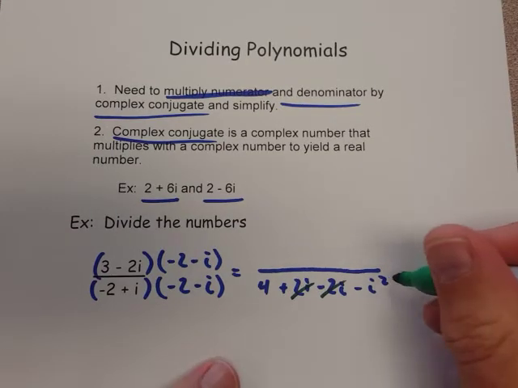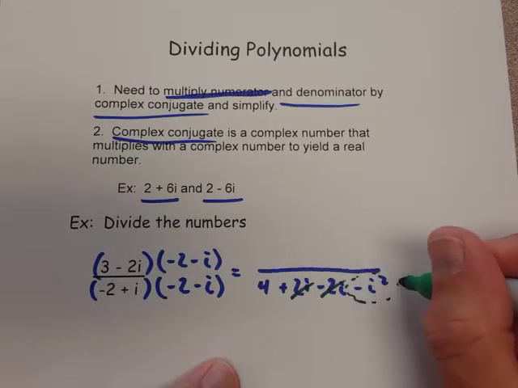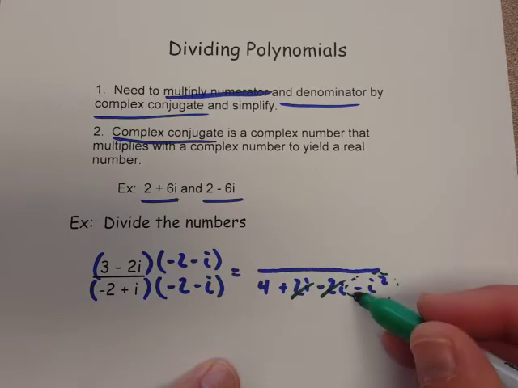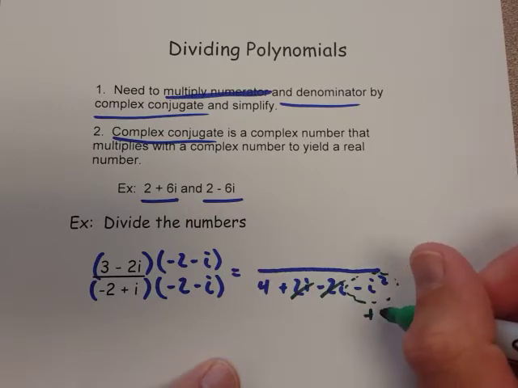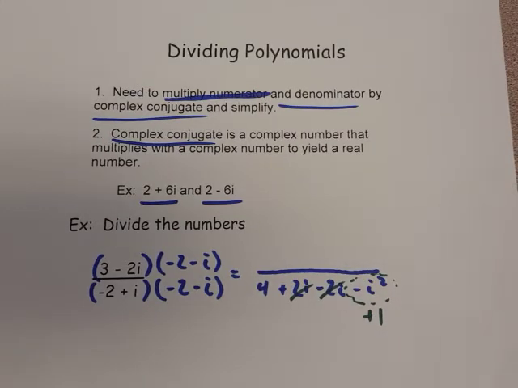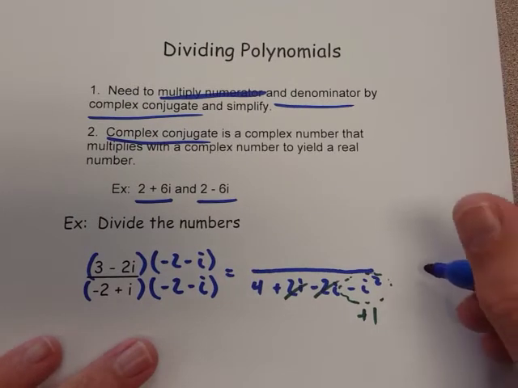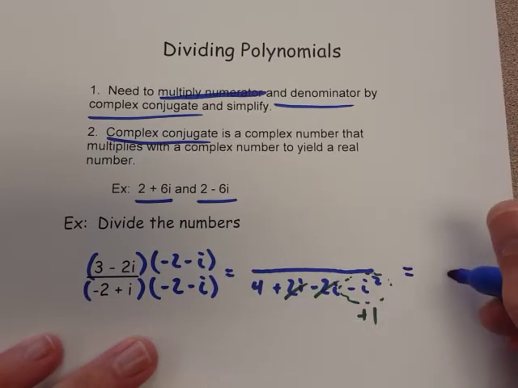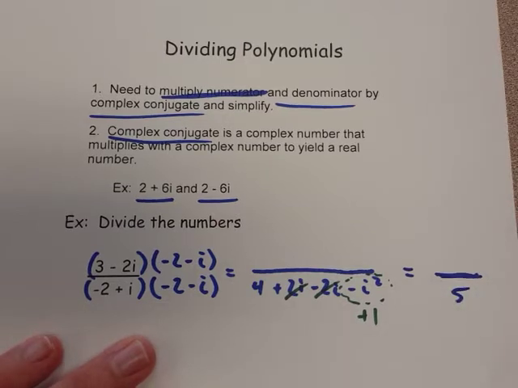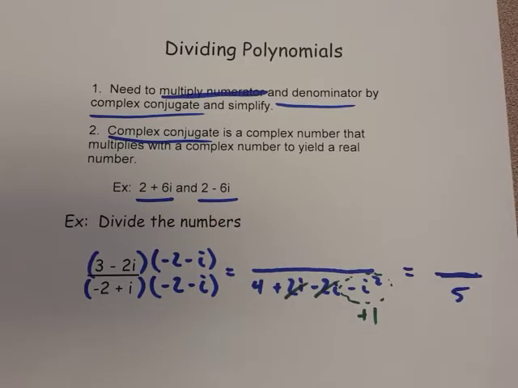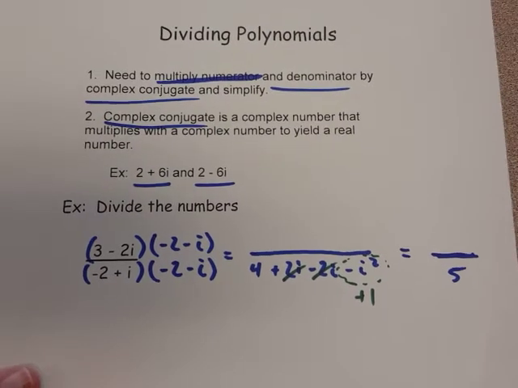i squared, or negative i squared, since i squared is negative 1, negative 1 is just positive 1, so we've got plus 1 on the bottom. That means that the bottom here is just going to be 4 plus 1. Just doing all the way through on the bottom before I get into the top. So the denominator ends up being 5. The numerator isn't going to be quite as nice, but we can deal with it.